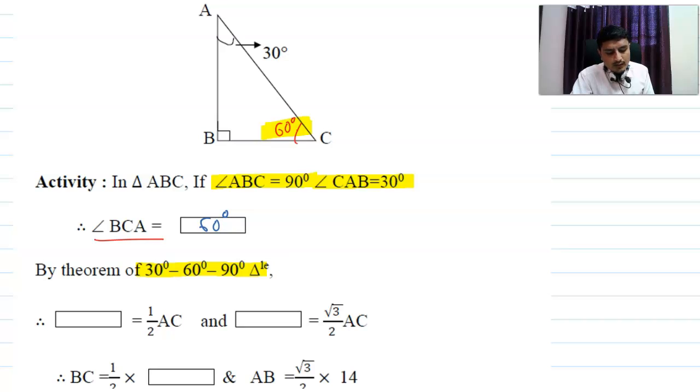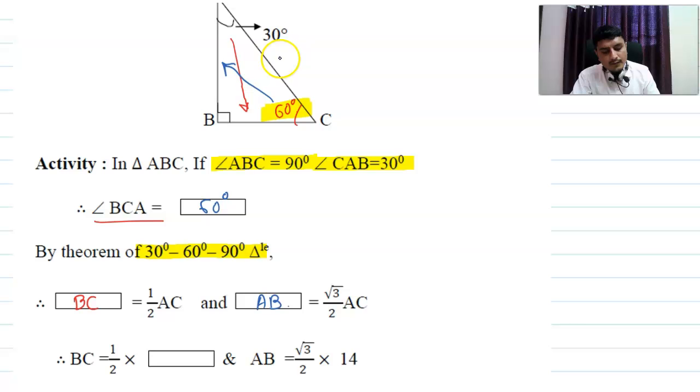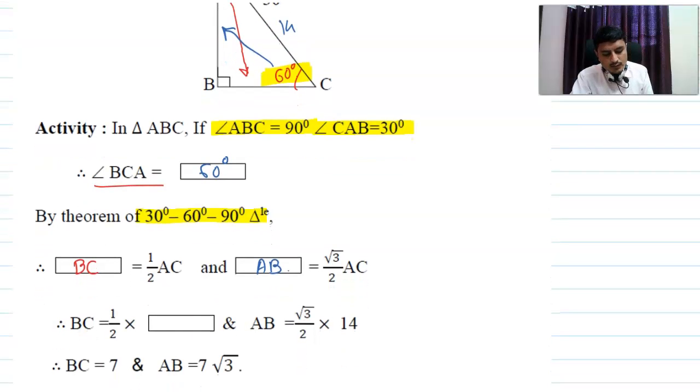We well know the side opposite to the 30 degree angle, that is BC, is equal to half of the hypotenuse AC, and the side opposite to the 60 degree angle, that is AB, equals root 3 by 2 times the hypotenuse AC. The value of AC, the hypotenuse of the given triangle ABC, is 14. So BC equals half of AC, that means half of 14.